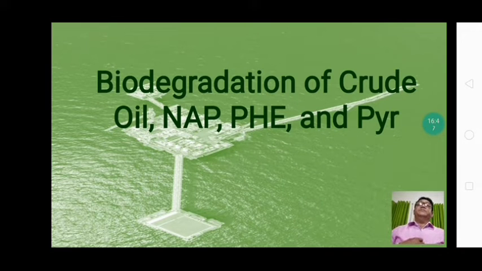Biodegradation of crude oil, naphthalene, phenanthrene, and pyrene. A 10% mycelial suspension of strain RFC-1 was inoculated into the degradation medium, 20 ml containing 250 mg per liter crude oil, 50 mg per liter naphthalene, 20 mg per liter phenanthrene, or 20 mg per liter pyrene, respectively, in a 50 ml flask. The flasks were incubated in a shaker at 120 rpm and 30 degrees Celsius.